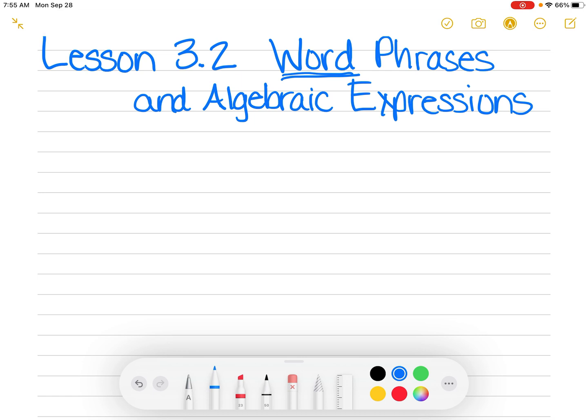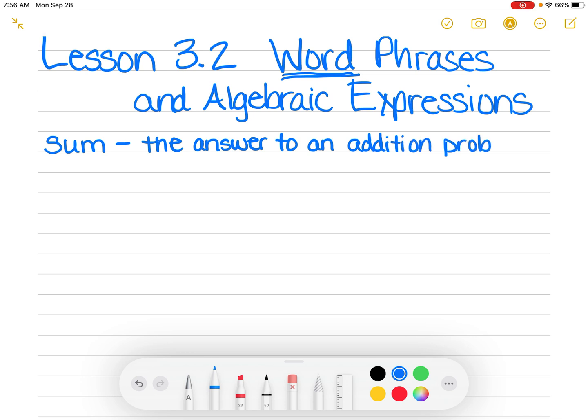in algebra or just math in general. So there are four very important words that are used a lot. That is sum, difference, product, and quotient. So let's start with sum and just write the definition. A sum is the answer to an addition problem. So the answer to an addition problem is called a sum.